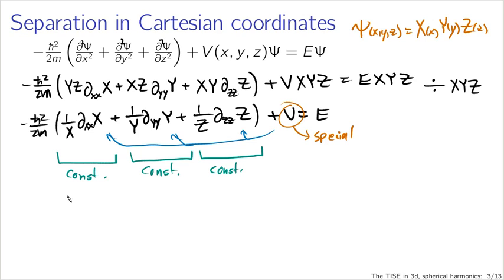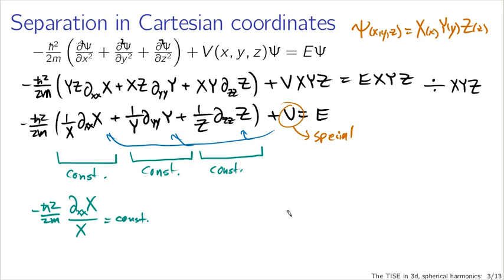So, for instance, in the case of this x term, I end up with an ordinary differential equation now that looks something like this: minus h bar squared over 2m times the second derivative with respect to x of the x function divided by the x function is equal to some constant. I don't necessarily know what that constant is, I don't necessarily know what a good form for this constant would be, but I have a function only of x, and it's a differential equation involving that function, and the differentials are only with respect to x. So this is an ordinary differential equation, x is the only variable in this equation, it's the sort of thing that you could think about solving for x.